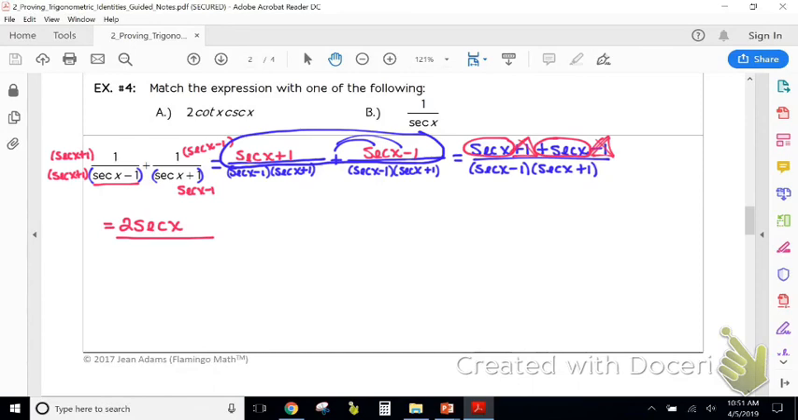So I'm going to do FOIL or distribute. So I get secant squared plus secant minus secant minus 1. Alright, so in our denominator we can combine like terms, right? Which those are just going to cancel. So we got 2 secant of x over secant squared minus 1.